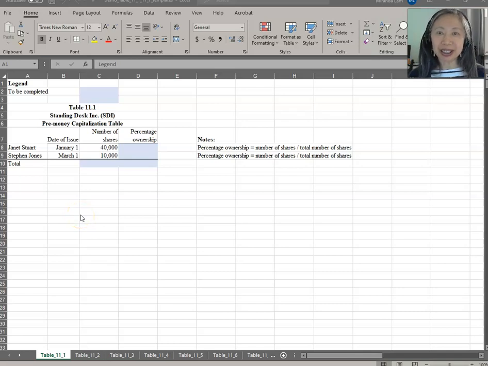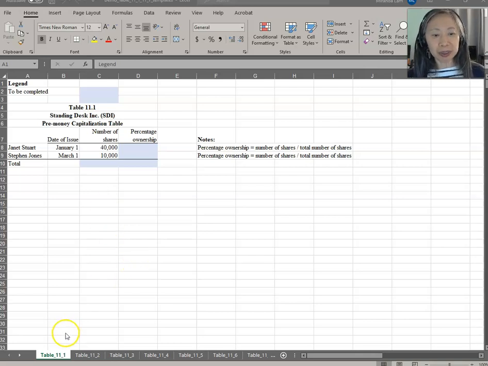Welcome back, everyone. In this exercise, we're going to go through the process of computing the cap table for a startup company, from the very initial stage when there were just the owners, and then through multiple rounds of financing, including all the different scenarios of an up round, a down round, and a down round with different types of anti-dilution provisions. Let's get started. Obviously, if you have not downloaded the template, go ahead, pause the video, and do that now.